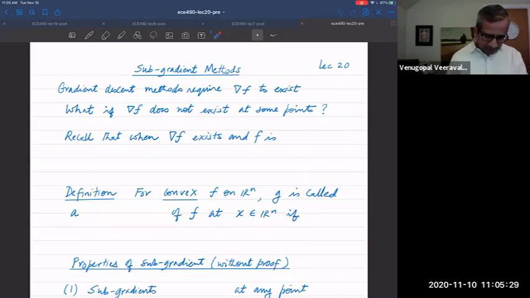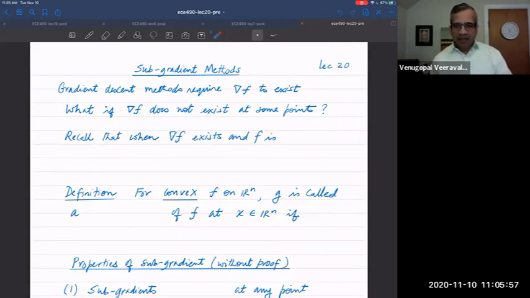All right. So we talked about gradient descent methods a lot earlier in the course. And all gradient descent methods require the gradient to exist, of course, right? If the gradient doesn't exist, you can't apply the method. But there could be interesting optimization examples for which the gradient doesn't exist at some points. It may exist at most points, but there may be places at which the gradient doesn't exist.